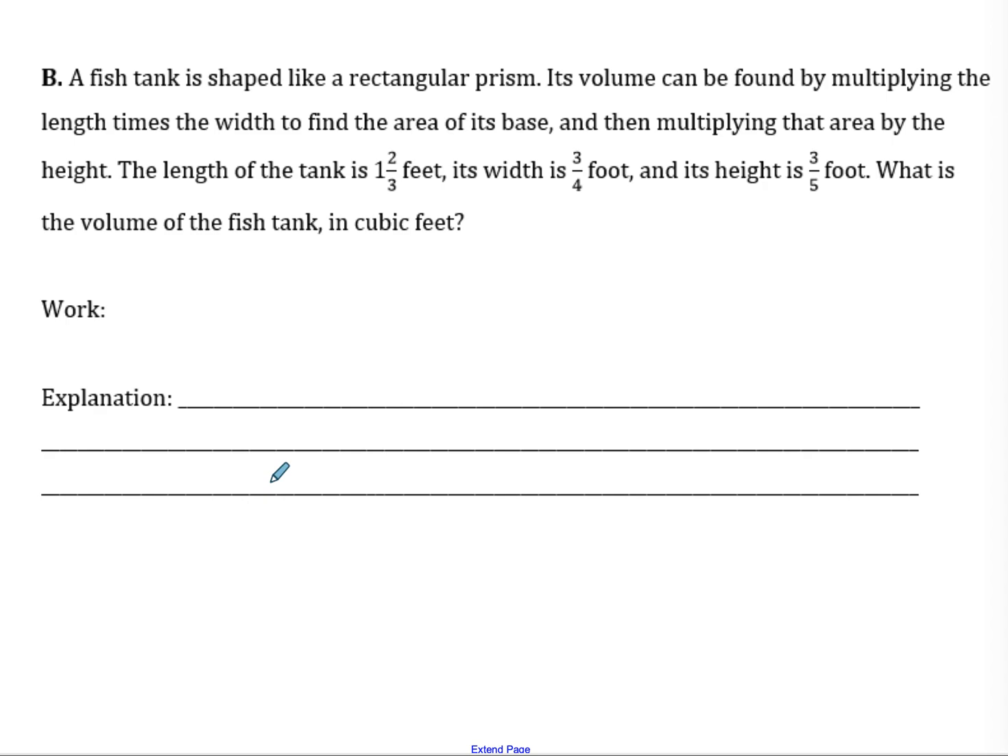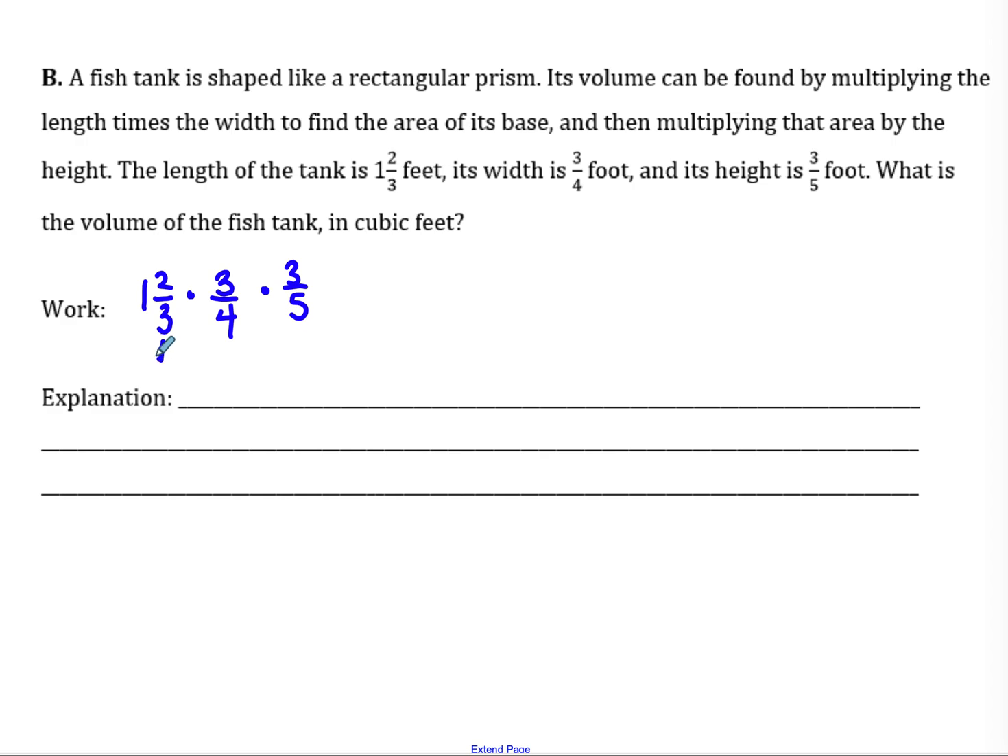I'm going to write the problem first, and then I'll ask you to solve it on your own. So here's your problem. 1 2/3 feet times 3/4 times 3/5. All right, go ahead and pause the video and try this on your own. Okay, let's check our answer.